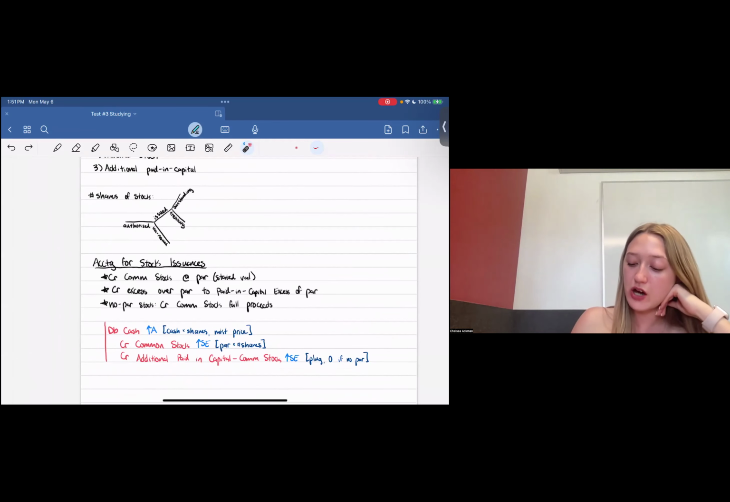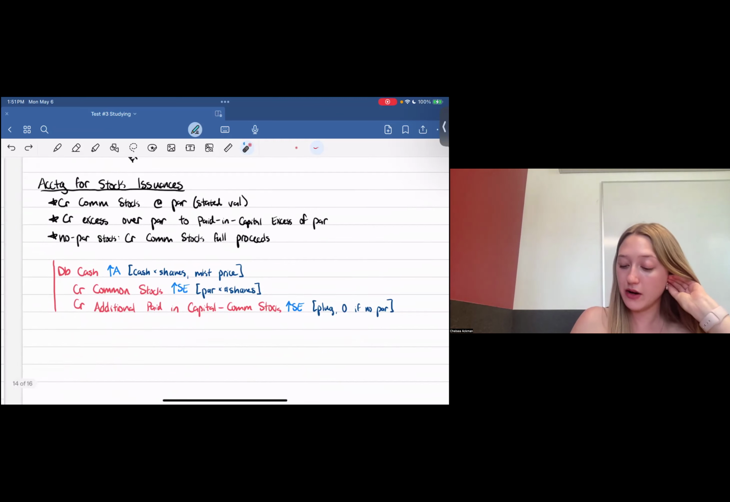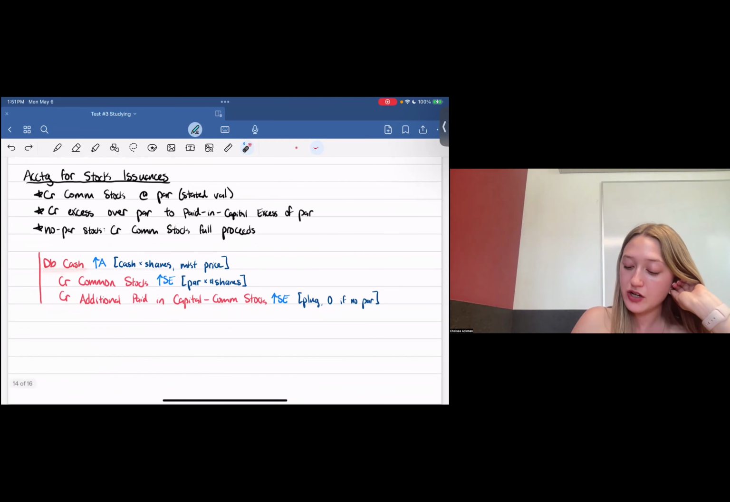So accounting for stock issuances, particularly of common stock, you're going to credit common stock at par, the stated value, credit the excess over par to paid-in capital excess of par, and if it's a no par stock, you're going to credit common stock for the full proceeds. So like we see here, we're going to debit cash, credit common stock, and credit the additional paid-in capital. The credit to common stock, once again, is the par times the number of shares.